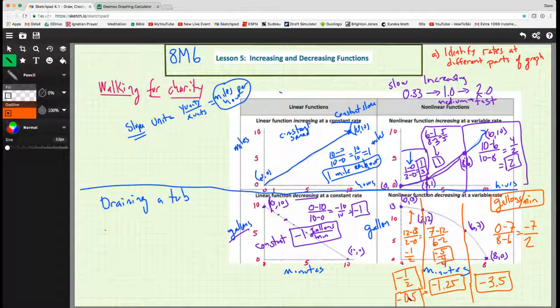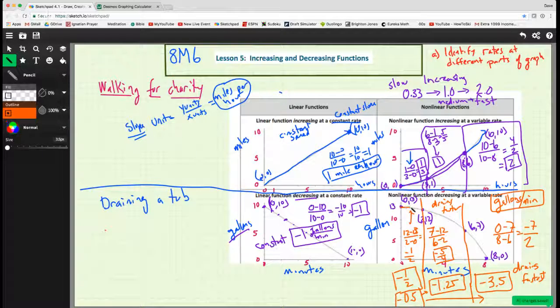So here, in the first part, we're losing a half a gallon per minute. Then we move to taking out about an average of negative 1.25 gallons per minute. So this is draining faster. And then we lose 3.5 gallons per minute at the end. So this drains fastest. So the bigger the negative, the faster we drain, the faster we decrease.